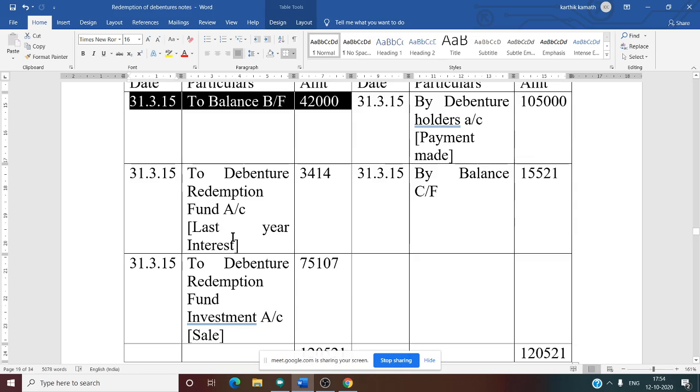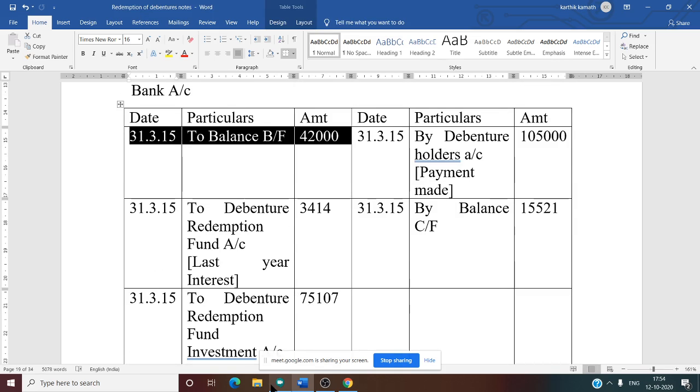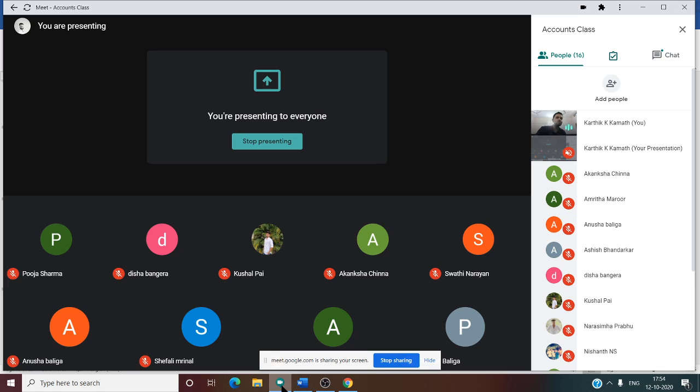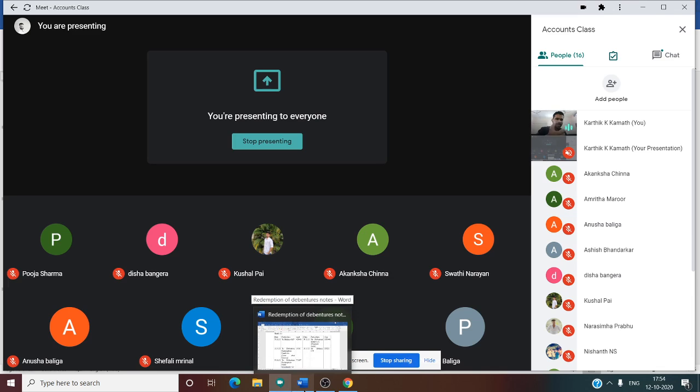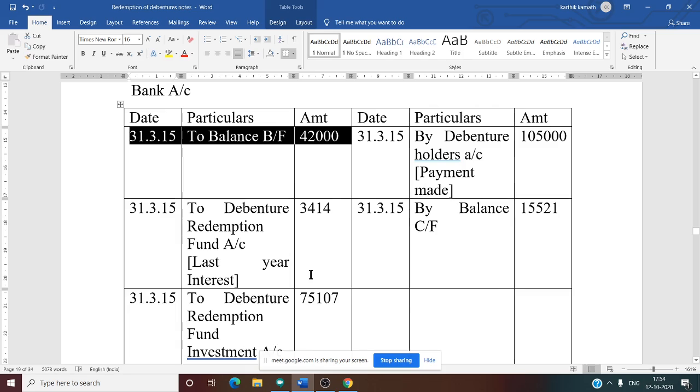In the debit side, all cash comes in. We have already discussed that in the debit side you write all cash that comes in, and in the credit side you write all cash that goes out from the bank. So on the debit side, what comes in? One is the opening balance. Second, last year's interest you need to write. Third, the sale amount. So that we need to discuss now.